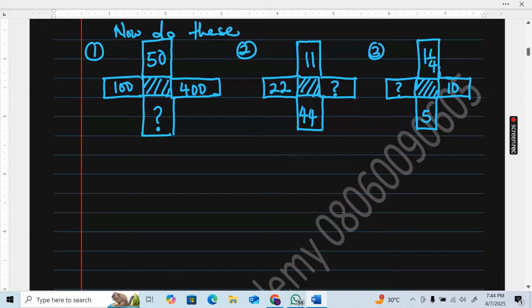Now, how do we find the missing number in number 1? Somebody tell me. Let's go ahead. Tell me how we can get the answer to number 1.